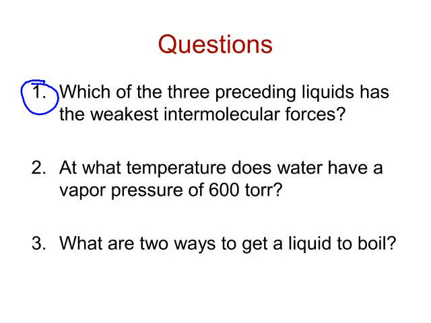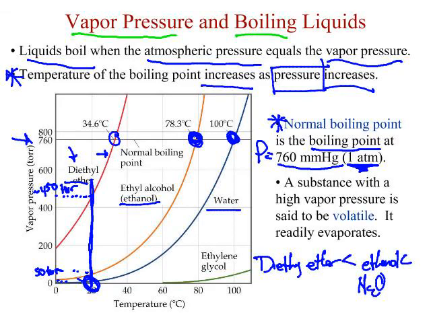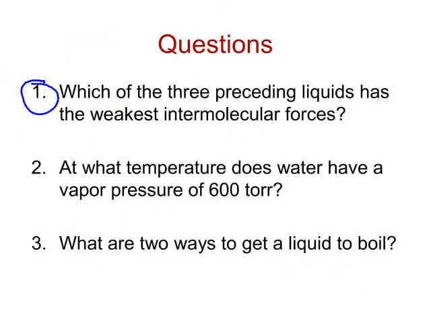H2O, of these three, is going to have the strongest intermolecular forces of attraction. Question number 2: at what temperature does water have a vapor pressure of 600 torr? If we look back at the graph, 600 torr is going to be right about here, and if we trace down to the temperature, that'll be maybe about 93 degrees Celsius or something of that nature. We see that the vapor pressure that the water exerts depends on the temperature. The higher the temperature, the more vapor pressure it is going to exert.